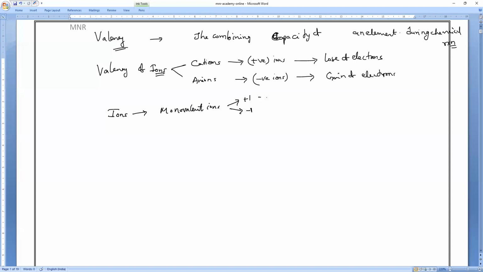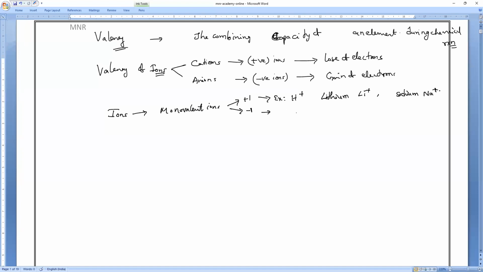So that is what we call monovalent ions. Can you give me at least one example of a monovalent positive ion? Hydrogen, H plus. Copper is divalent. Lithium, Li plus. Next, sodium, Na plus. These are all positive monoatomic monovalent ions.